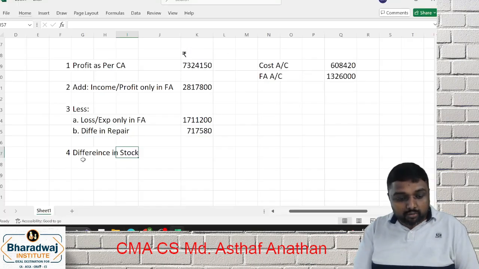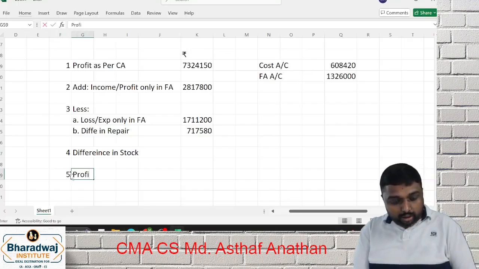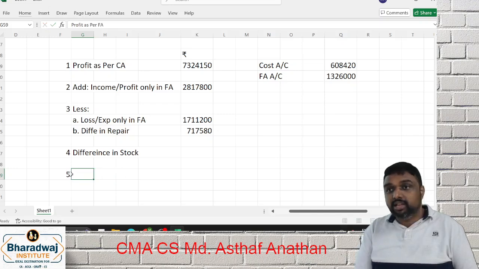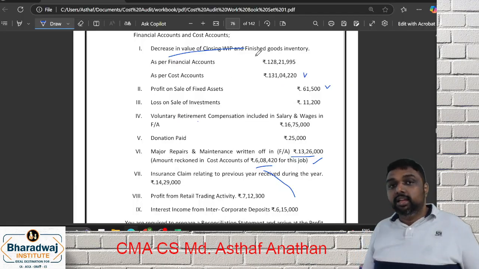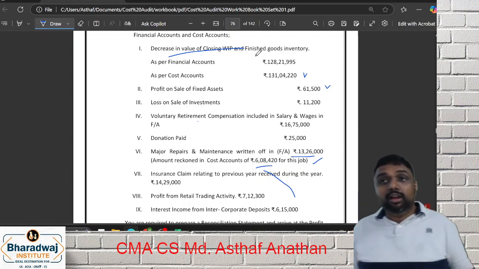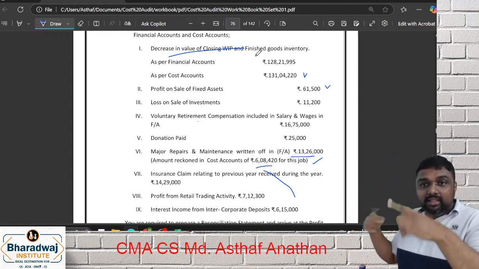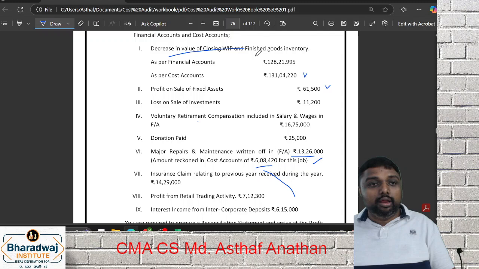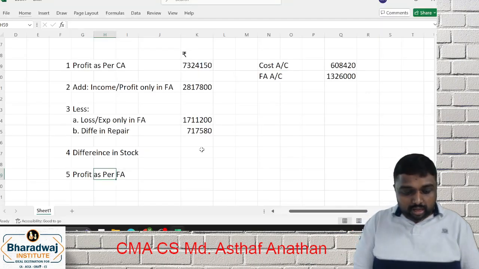So what are we finding out now? We are finding profit as per financial. So the decrease is less in financial. The profit will be what? More. You have to add. In the regular class, a lot of friends made mistakes here. Sometimes there is a decrease in this. I hope you are able to recall this point very well now. So you have to add.